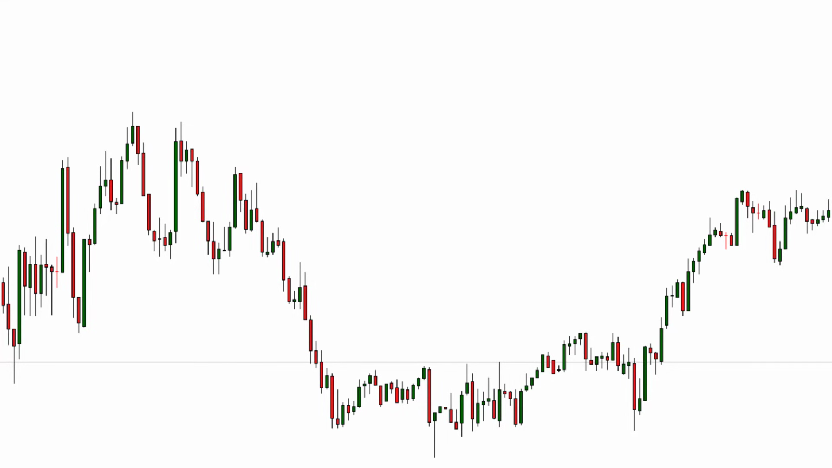Look at the rejection block here. 3 candle price action. The middle candle has the highest wick, as you can see. It's a rejection block and it is around a high, and boom, price got rejected at that point.